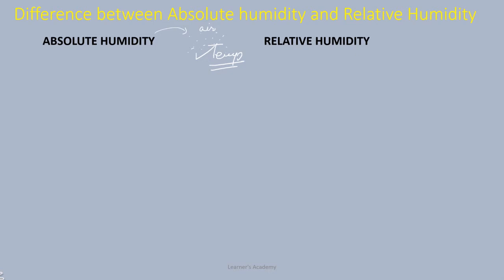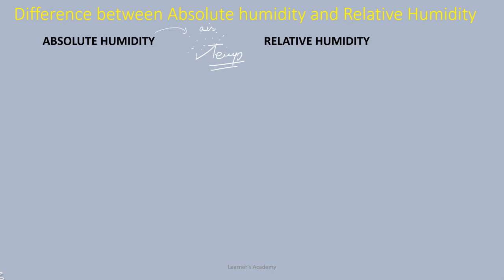And when is the air said to be unsaturated? That means it has the capacity to hold more water vapor at that temperature. That means the air is unsaturated. Now let us start with the difference between absolute humidity and relative humidity.